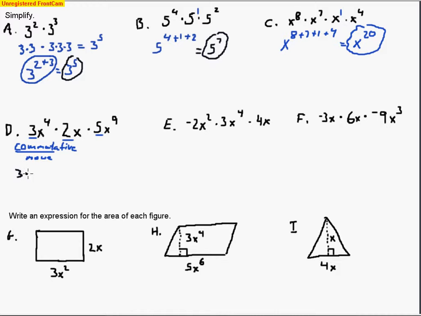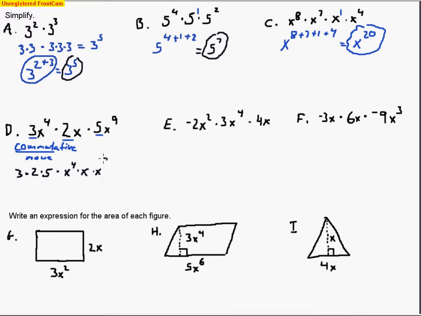So we're going to take this coefficient of 3, this coefficient of 2, this coefficient of 5. We're going to just move the terms around. We haven't changed the answer because we're using this commutative property, this moving property. Well, now we're going to take the x's. We have x to the 4th, we have x, and we have x to the 9th.